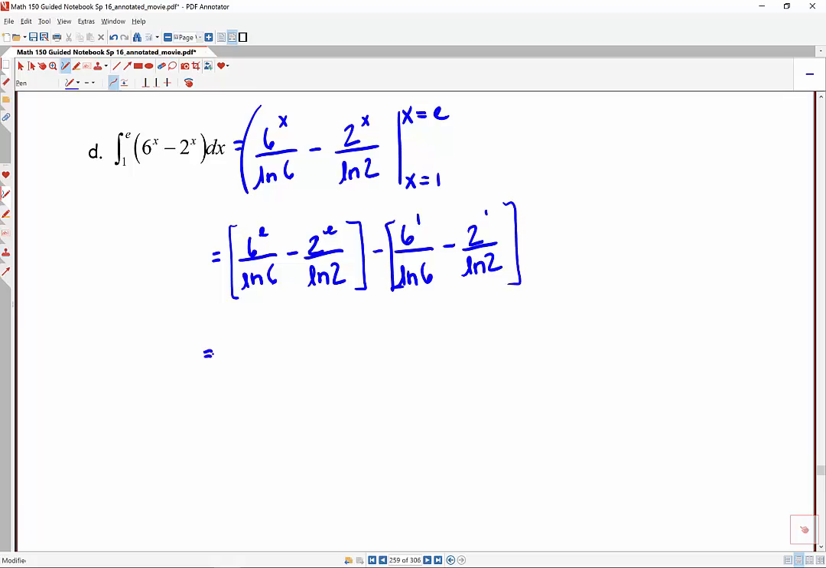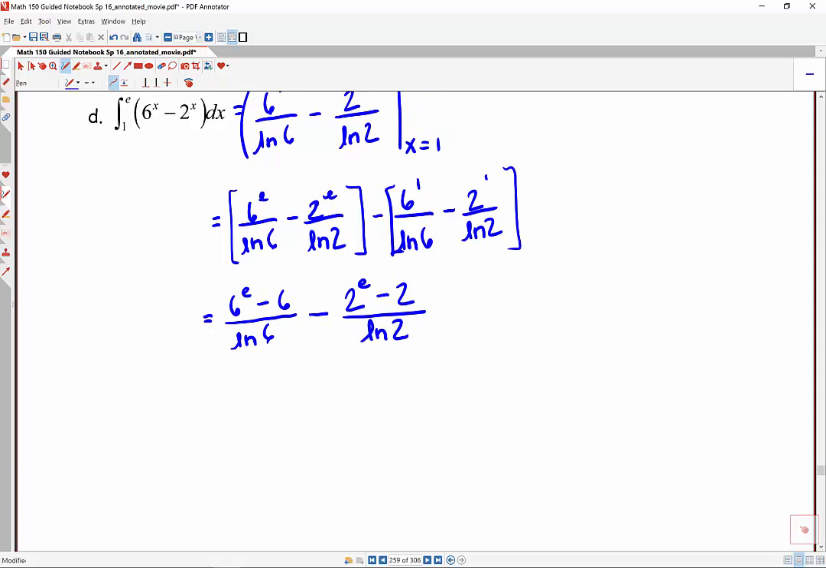So 6 to the e minus 6 all over natural log of 6. I'm just combining these, and then we'll end up with, factoring a minus, this guy will be 2 to the e in the first parens. And then the other one's supposed to end up as a positive, so we're going to have minus 2 over natural log of 2. If you want to pretty it up, you can.